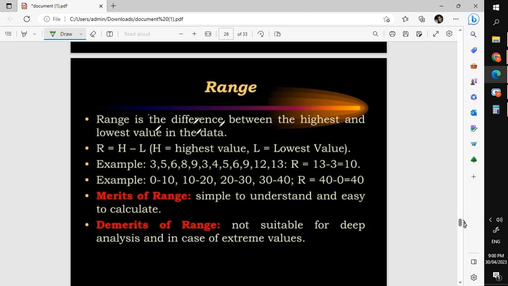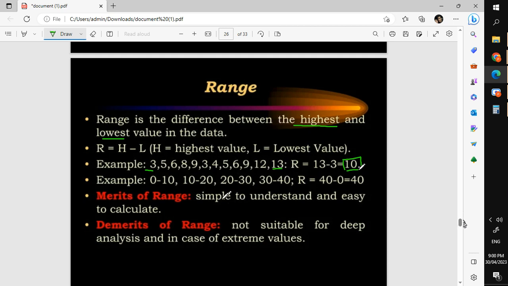The range is the difference between the highest and the lowest value in the data. So all you have to do is identify the highest value and the lowest value. Then you subtract. For example, you have 3, 5, 6, 7, 6, 8 until 13. So all you have to do is to spot the highest data is 13, the lowest is 3. So 13 minus 3, that gives you 10. Therefore, the range is 10.